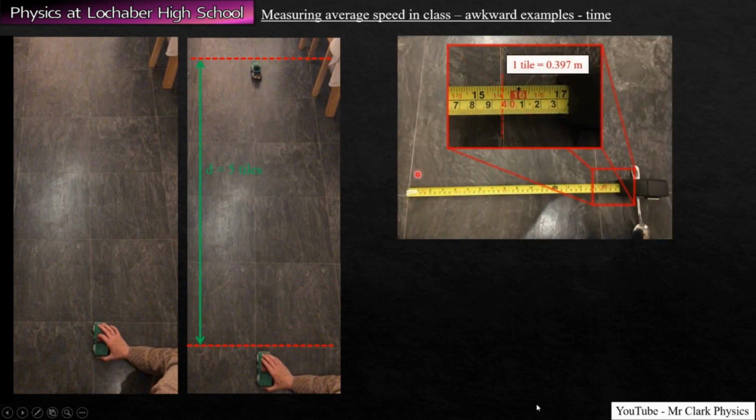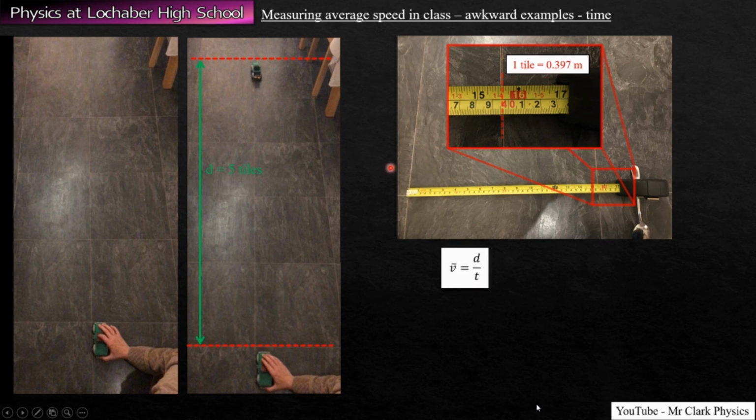Separate from that, I went and got out my tape measure and measured just 1 tile. This is quite handy if you were going to do this in a huge hall where it was really, really big. And it turns out each tile is just a little bit under 0.4 meters. What I can now do is work out the total distance by doing 5 tiles times this individual tile to get the total.